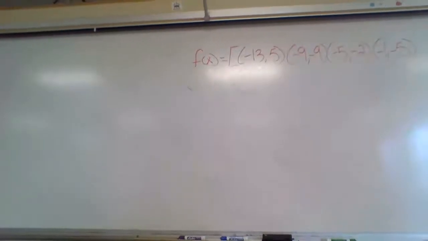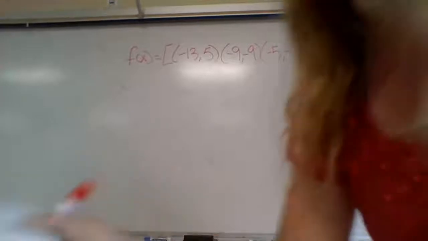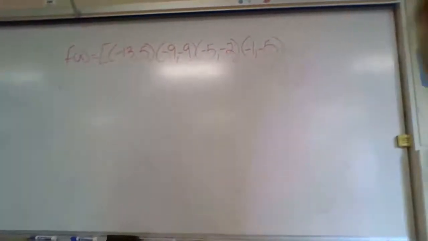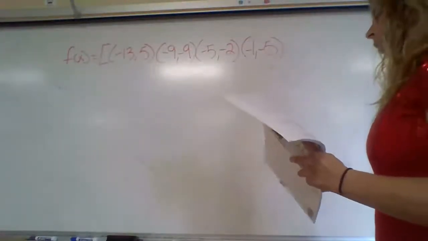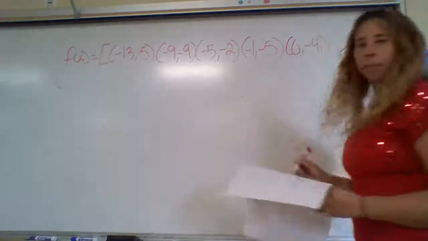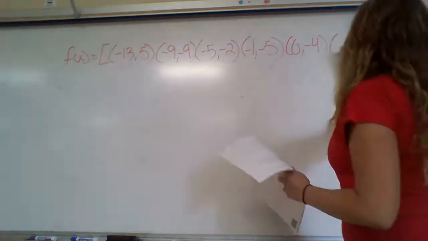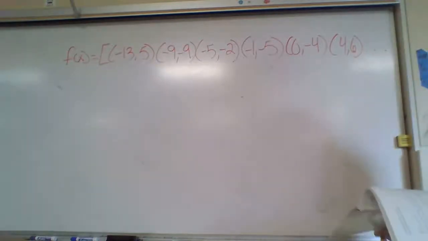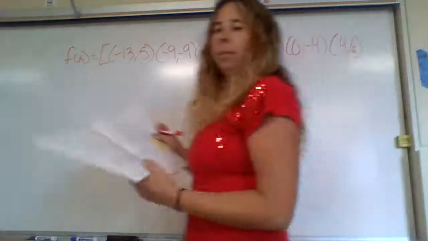Hold on. Okay, we'll just, there. 0, negative 4. I'm not going to be able to fit them all. Okay, and then 4, 6, and so on. Okay. So they give you a list of points. I didn't write them all. There are 2 more. I just don't have room. My bad.